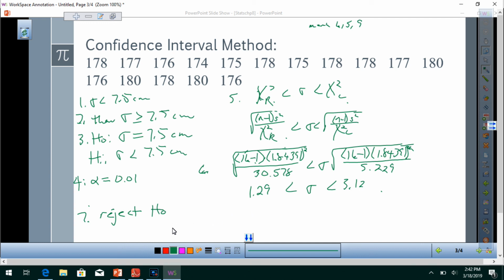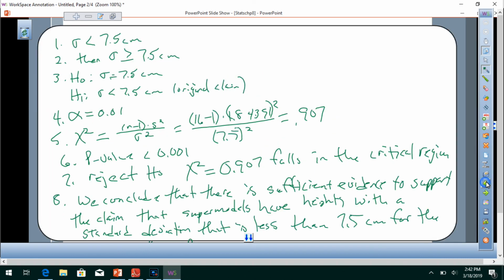And then 8 will write our statement like we did before. We conclude that there is sufficient evidence to support the claim that supermodels have heights with a standard deviation that is less than 7.5 for the population of women. And again, there it is right there. And that would be our statement. Okay, 3 different ways, same result.